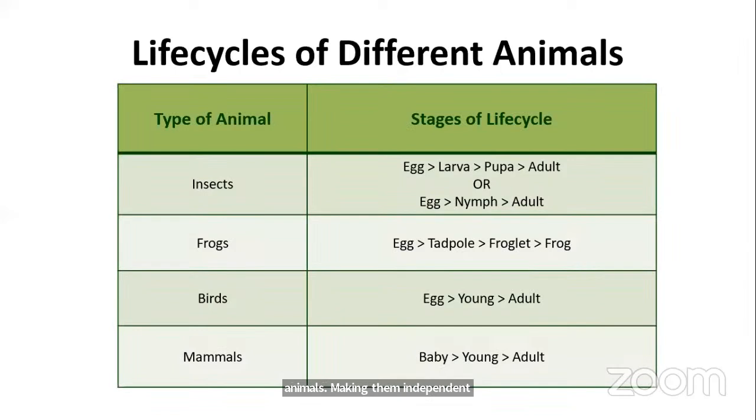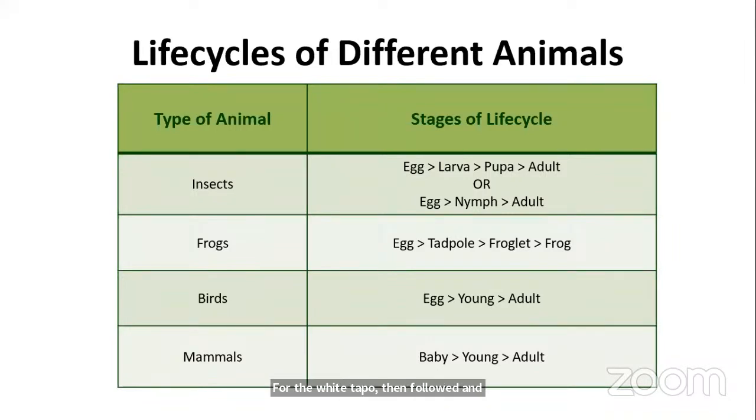There are different life cycles for the animal kingdoms. We have insects, frog, birds, and mammals. For insects, there are 2 types of stages. Number 1, there is a 4-stage life cycle, which is the egg, larva, pupa, and adult. Whereas there's another set, the 3-stage life cycle: egg, nymph, and adult. For frogs, it's a 4-stage life cycle: egg, followed by tadpole, then froglet, and frog.